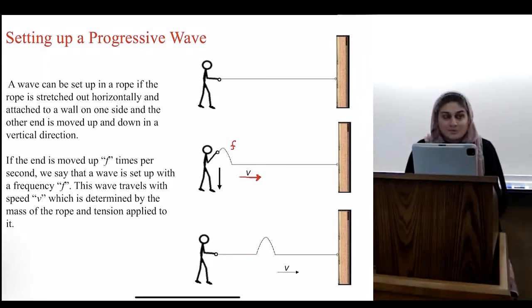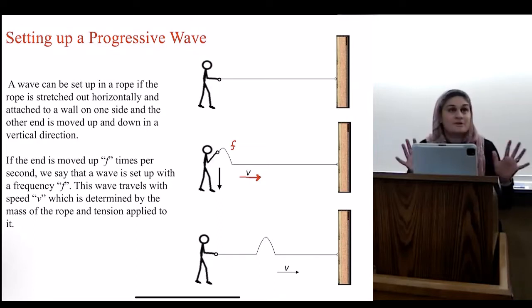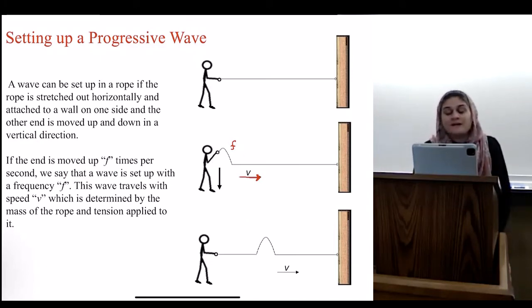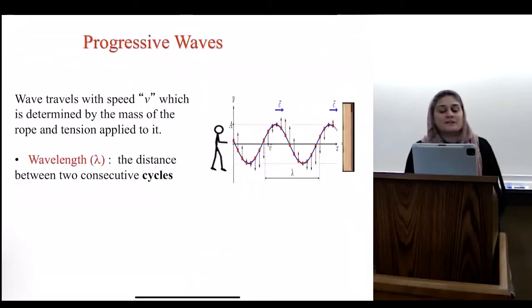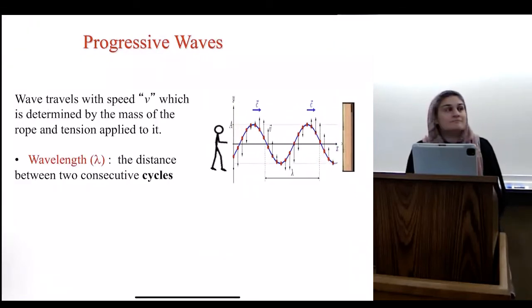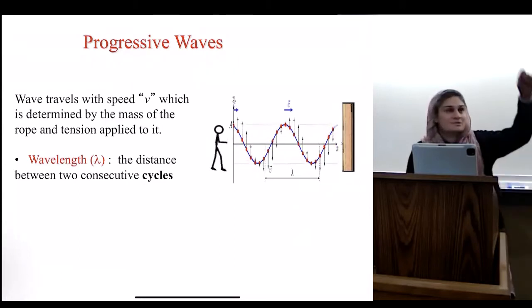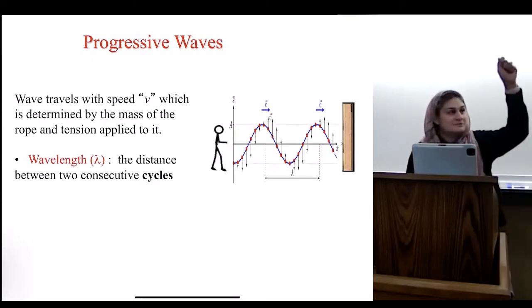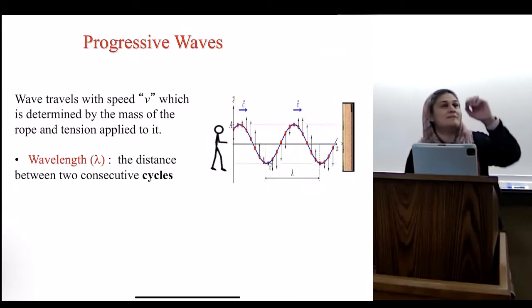For our class, we are only going to consider undamped situations. We are not going to talk about damping or anything like that because that makes it really complicated. Okay, so remember this. Moving it up and down sets up a wave with a certain frequency F with a speed V. And that's what it looks like. Okay, so this person is moving it up and down, and the wave is traveling forward.